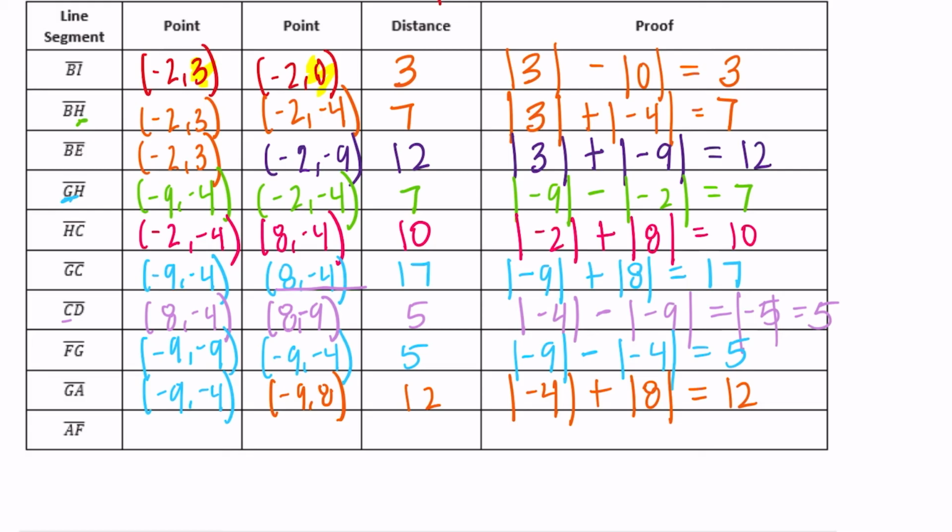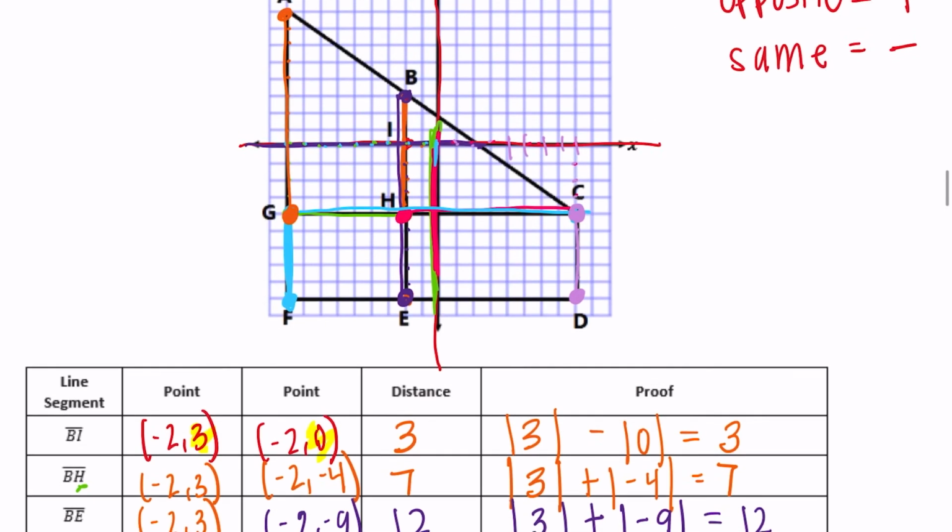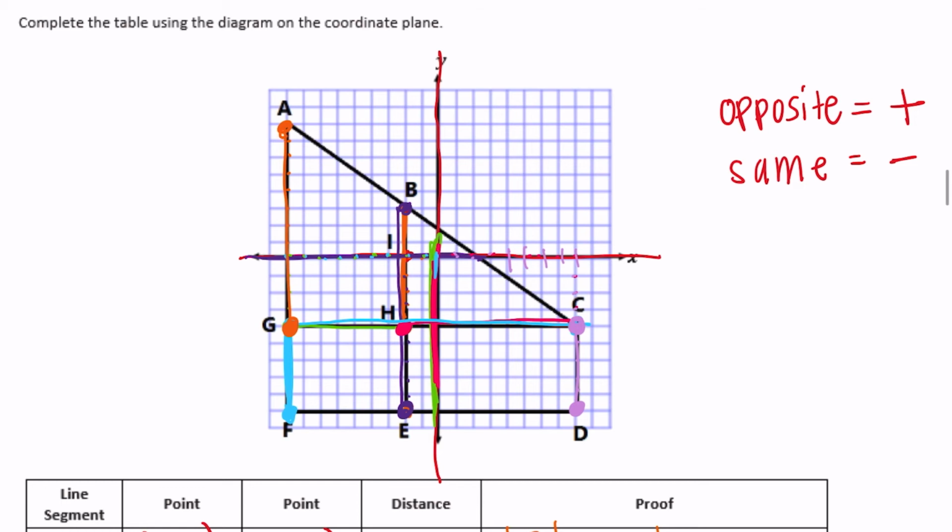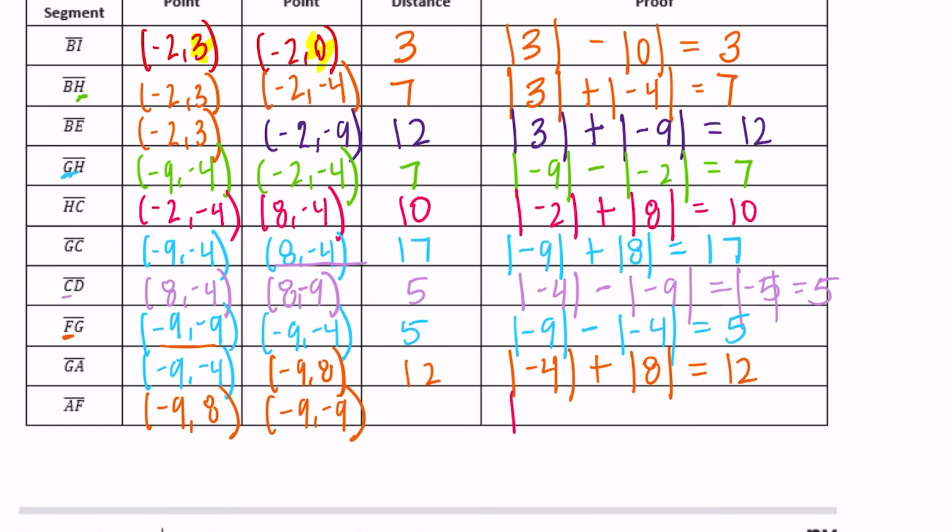And then the last one, AF. So A was -9, 8. F was right here, -9, -9. Let's look at AF. Does it cross 0? So here's A, F, and it does, because there's 0 right there. So we're going to be adding the absolute value of 8 plus the absolute value of -9 is equal to 17.